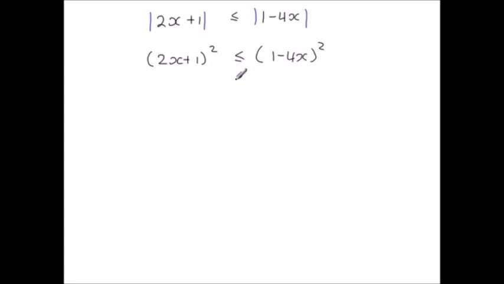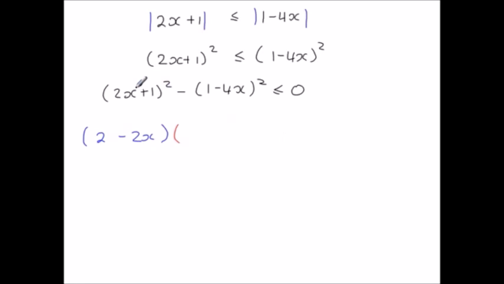Moving this term to the left hand side, or moving this one to the right, doesn't really make much difference. You have two square terms and you have a difference, so this is the difference of two squares. So add the terms together in the first bracket, so 2x plus 1 add 1 minus 4x. So that 1 and that 1 gives you 2. The 2x plus minus 4x gives you minus 2x. And now subtract the terms. So 2x plus 4x gives you 6x. 1 minus 1, the ones cancel, so you've got this.